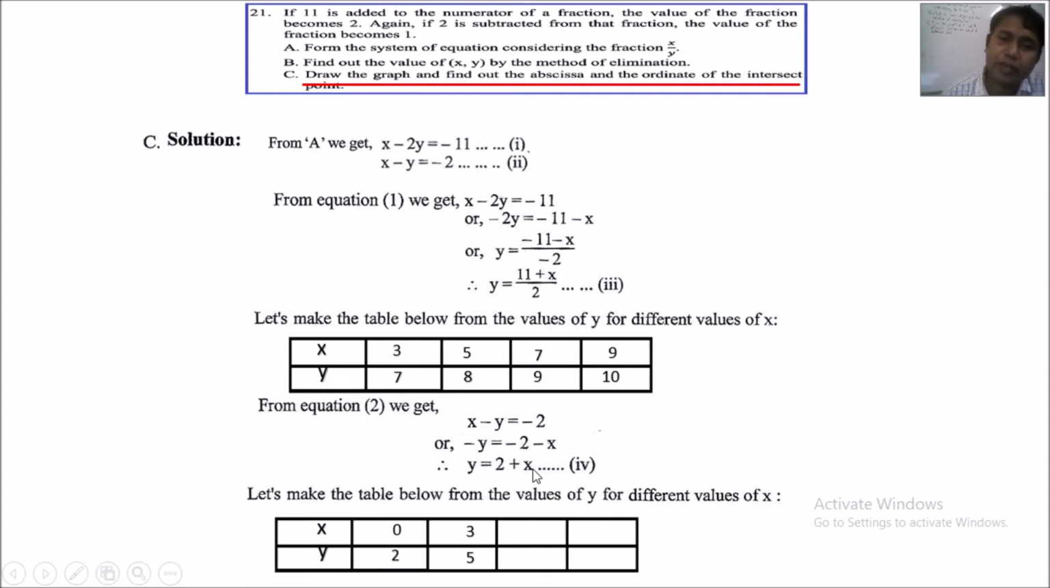So we are going to put here x equal to 3. So 2 plus 3, that equals 5. Now if you put the value of x equal to 5, we get 5 plus 2, that equals 7. Then the last one, if you put the value x equal to 7, we get 9. So I think you understand how we make the table of y for the different values of x.